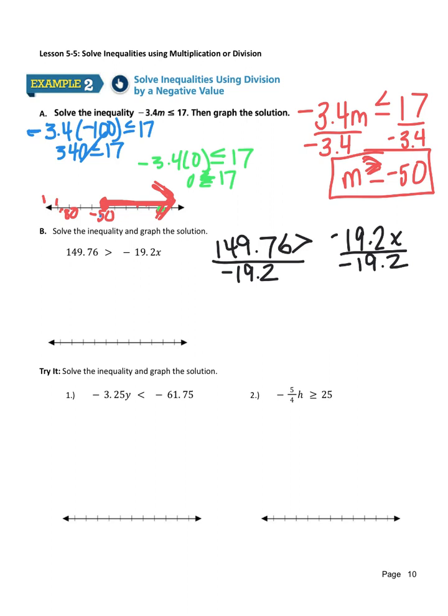I don't have a calculator, so let me ask Alexa. Alexa, what is 149.76 divided by 19.2? 149.76 divided by 19.2 is 7.8. Well, I didn't tell her it was negative, but it's going to be negative 7.8, because when I divide by a negative, positive divided by a negative is negative. So I have negative 7.8 on the left, and on the right I have x by itself.